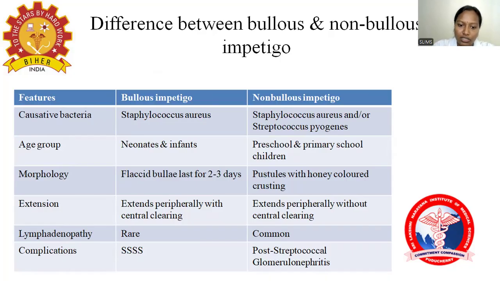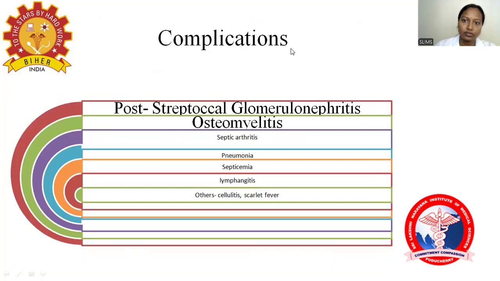Lymphadenopathy is very rare in bullous impetigo. It is very common in non-bullous impetigo. As for complications, bullous impetigo usually goes into complications like staphylococcal scalded skin syndrome, whereas in non-bullous impetigo, post-streptococcal glomerulonephritis is a common complication. As you mentioned, any form of impetigo can go into post-streptococcal glomerulonephritis, osteomyelitis, septic arthritis, pneumonia, septicemia, rarely cellulitis, and fever.